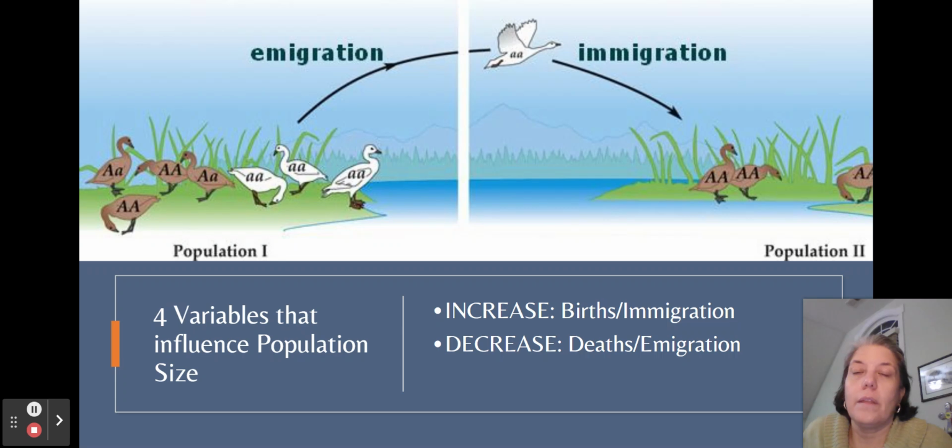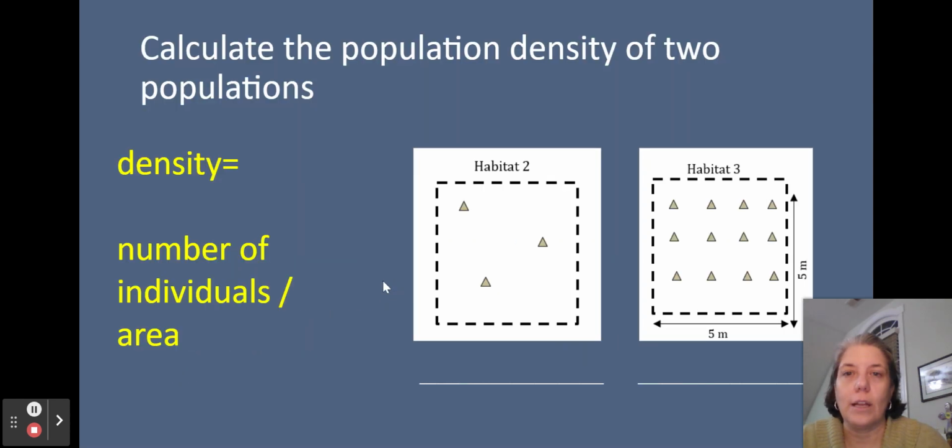Now, this picture that's showing you individuals coming in, immigration here, is showing you all these geese or ducks with little letters on them. Remember the big A's and little A's represent alleles, which are forms of a gene. And when you have new individuals immigrate into your population, they're obviously bringing their genes with them. So they bring all that genetic diversity with them. So those are ways that population size can change.